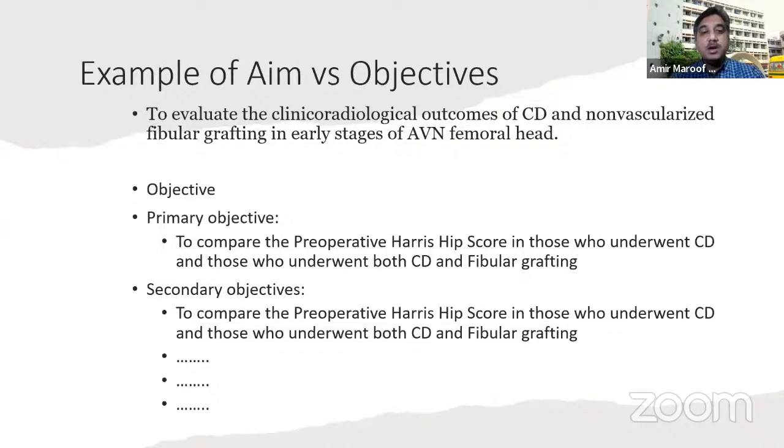The secondary objective is some other score like VAS, actually the visual analog scale; I think I did not change it, I'm sorry for that. So it is to compare the visual analog score in those who underwent the particular intervention and those who did not. And then you can compare the radiological outcomes also. You can compare some other clinical outcomes also in secondary objectives. You can do all that. So I hope you understood the difference between aim and objectives. Objectives must have outcome measures.